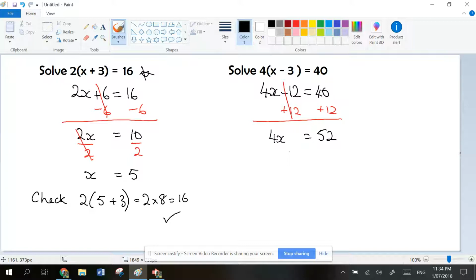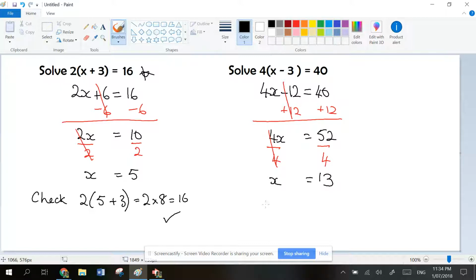4's into 52. If it's a bit hard to do, we'll do this by algebra. Okay, so we divide by 4, and it cancels out. Maybe we might need a calculator for this, maybe not. Okay, so 52 divided by 4 gives me 13. 4 times 13 is 52.